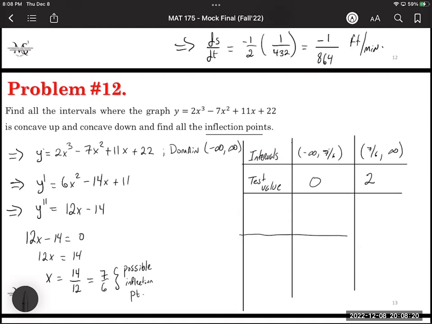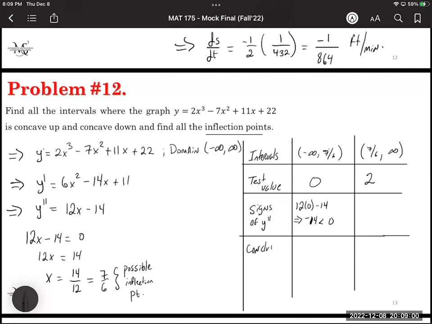All right, so now what I've got to figure out are the signs of y double prime at my test value. If I plug 0 into my second derivative, then we get 12 times 0 minus 14. Well, 12 times 0 is 0, and 0 minus 14 is negative 14. Comparing that to 0, is it less than or greater than 0? Less than. You got negative 14 is less than 0.